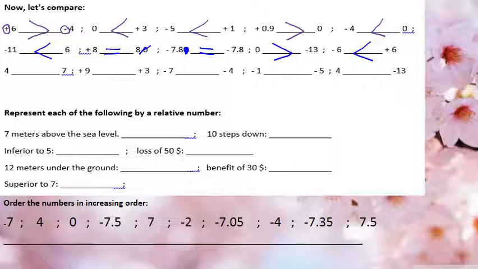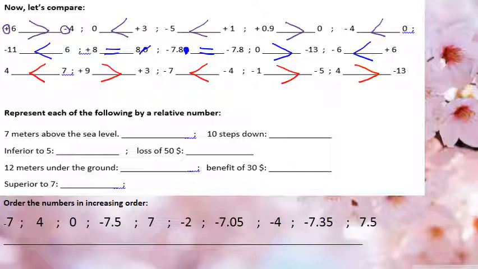Now 4 and 7, on the positive side, as we go nearer to 0 the number decreases, so 4 is less than 7. Plus 9 and plus 3, 9 is farther from 0 than 3, so plus 9 is greater than plus 3. In the negatives, as we go farther from 0 the number decreases, so minus 7 is less than minus 4. Minus 1 is greater than minus 5. 4 and minus 13, all positives are greater than all negatives.